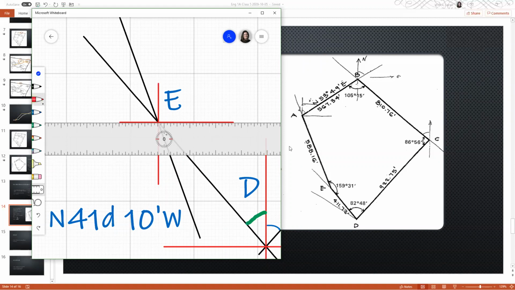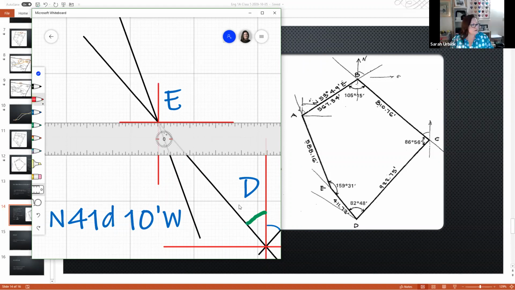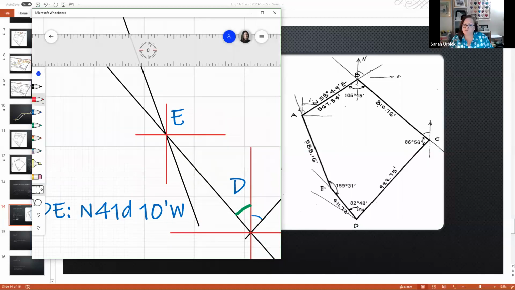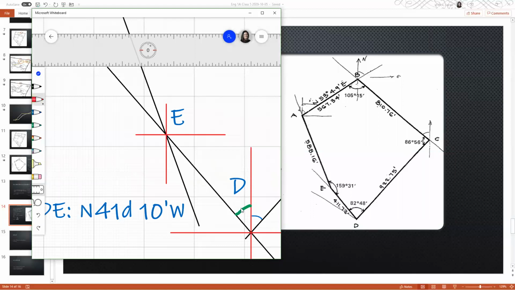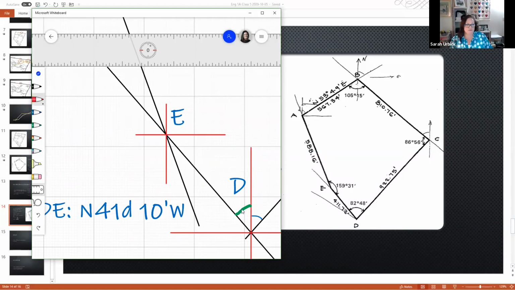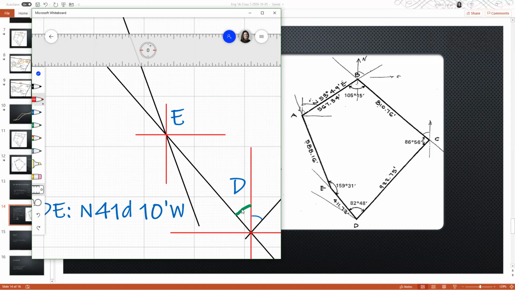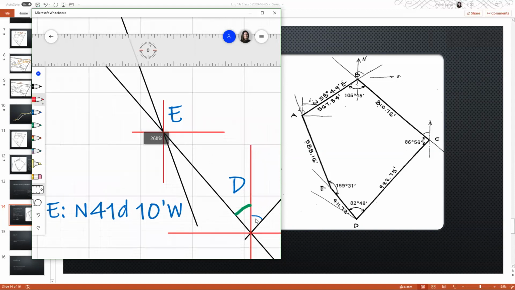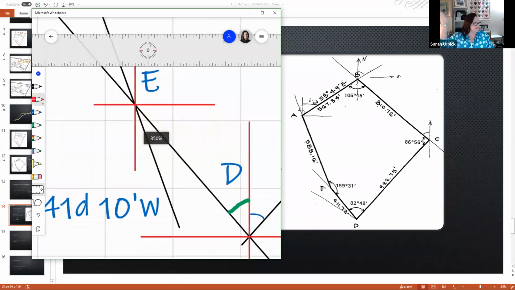Where did you get the 41 degrees, 10 west? That was Mason's observation that we know what this interior angle is at D. It's 82 degrees, 48 minutes. And since we know what this angle is from previous calculation, it was just the difference between the full angle and the partial angle. Oh, so you just cut it in half? It's not in half, but it's close, right?